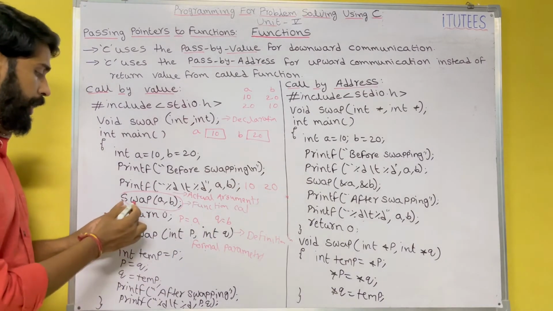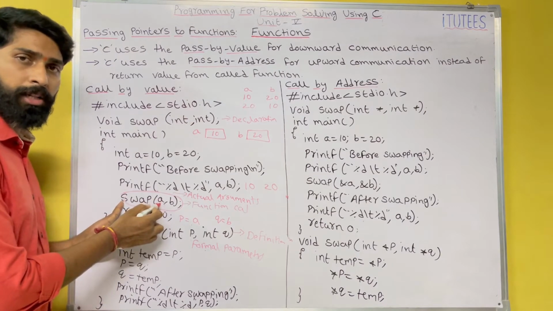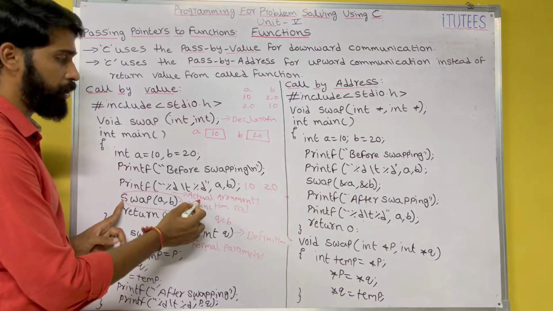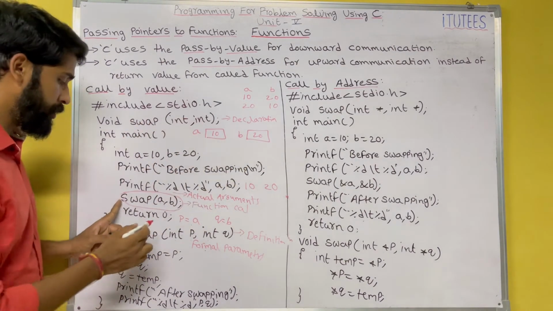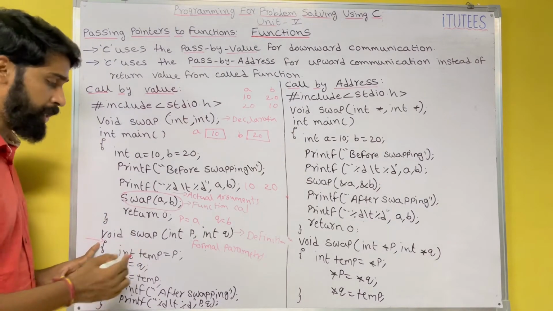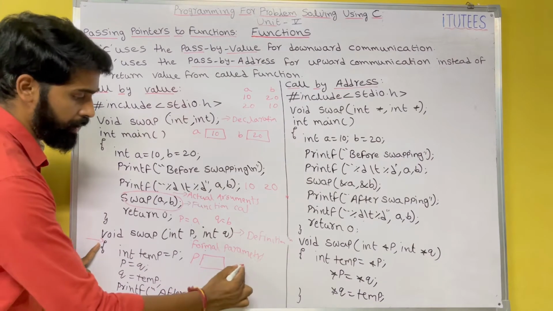Now I call swap a comma b. I call the function with values, so it is call by value. The actual arguments are a comma b. So the control goes to the swap function here. This is the p variable, and this is the q variable.